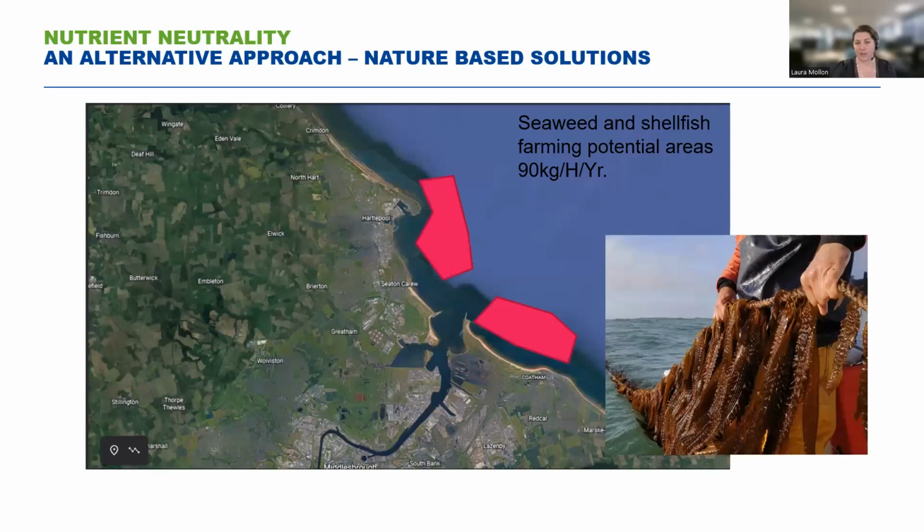Another solution we're looking at is seaweed and shellfish farming. This has the potential to remove about 90 kilograms per hectare per year. I've highlighted some areas that are just set off of the estuary itself, but we can also hang longlines along some of the hard engineered flood defences and port sides that will be able to be removing both nitrogen and phosphorus from that area.